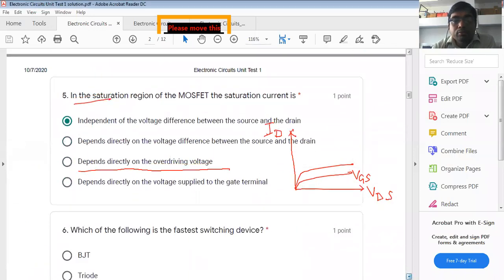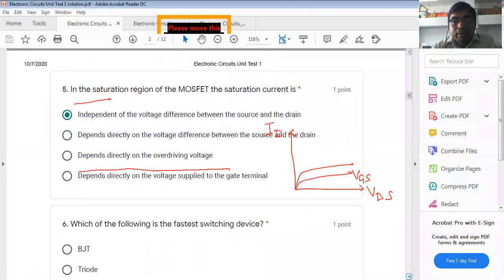Now come to the fifth question. In the saturation region of MOSFET, the saturation current is what? It is independent of the voltage difference between source and drain. I have already plotted the output characteristics, and here you can see your ID versus VDS curve.